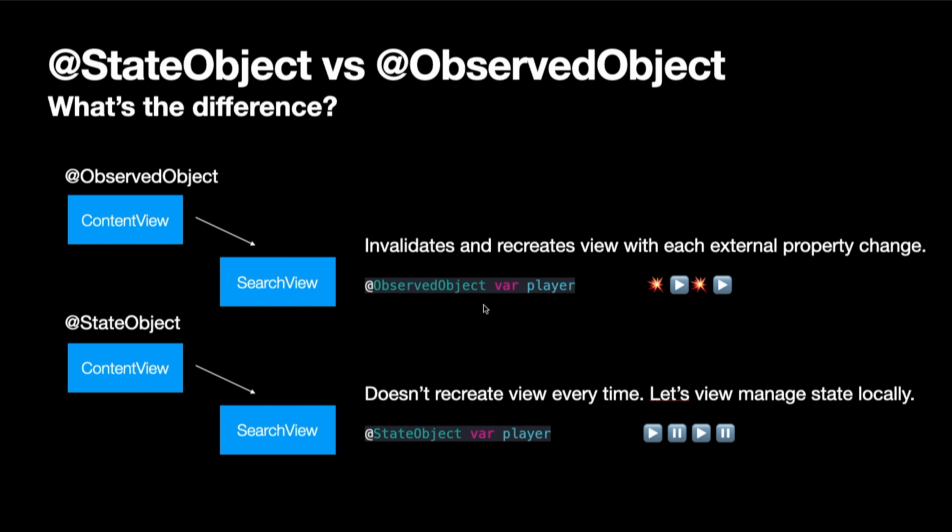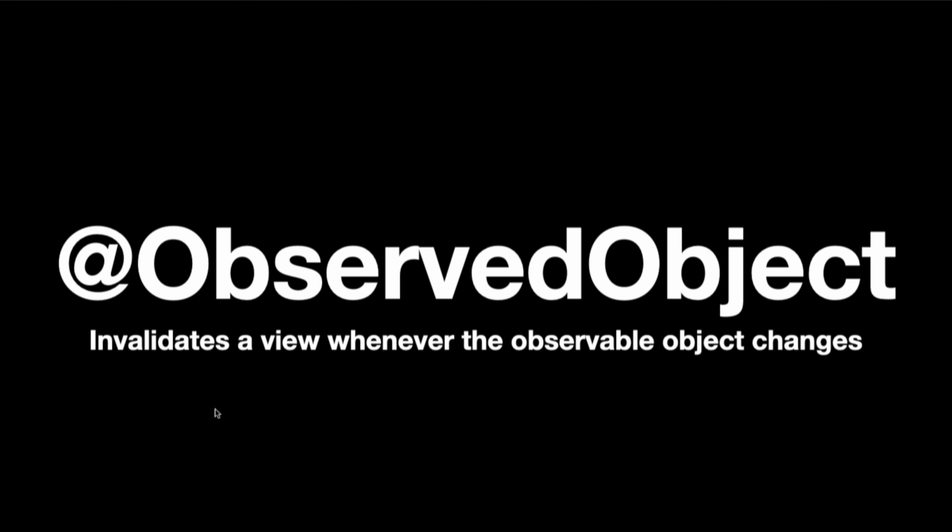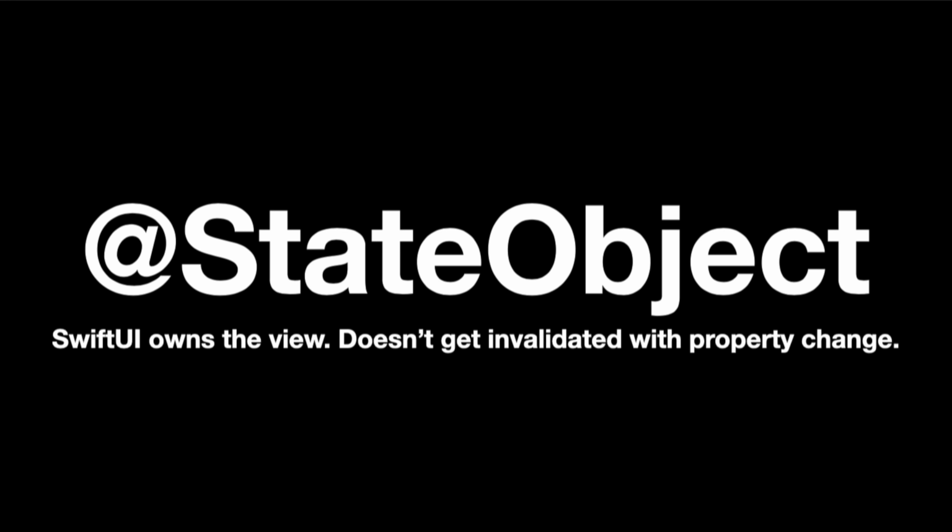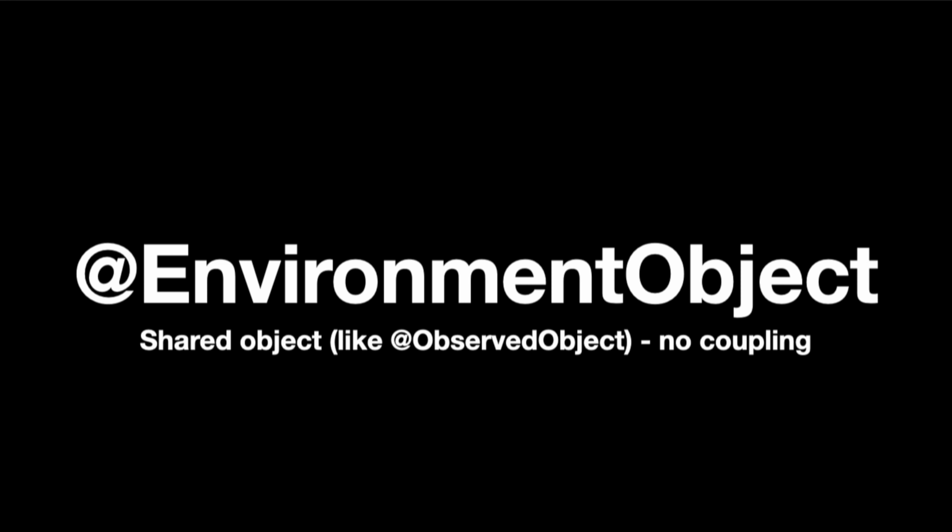If you want to re-render your view completely with every change, use observed object. If you want that view to maintain the state for itself and remember its state and still update itself but not blow itself up, then use state object. That's the main difference between observed and state. So observed object invalidates a view whenever the observable object changes, and with state object, SwiftUI owns that view. It does not get invalidated with every property change. Okay, now let's take a look at our very last one, the environment object, and see how that works.